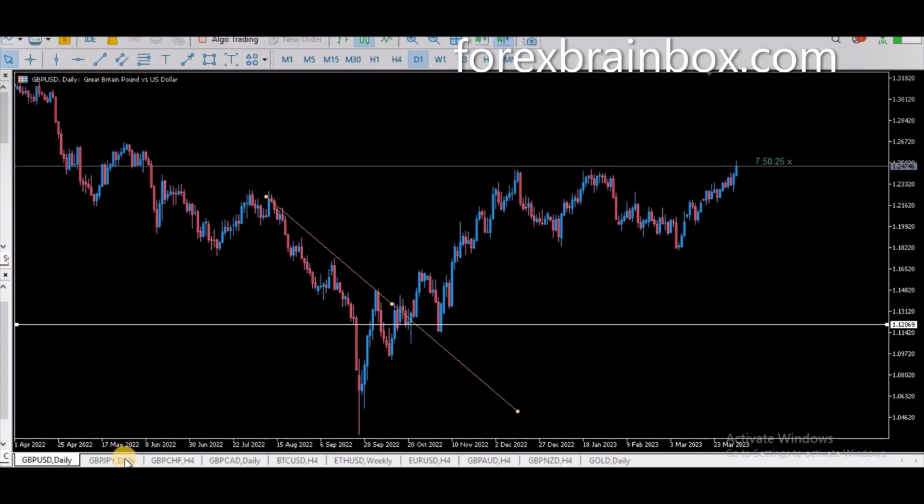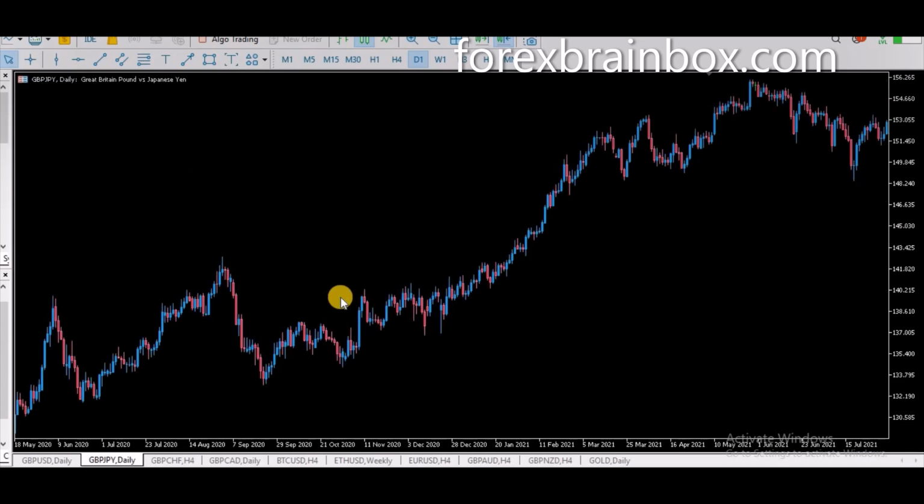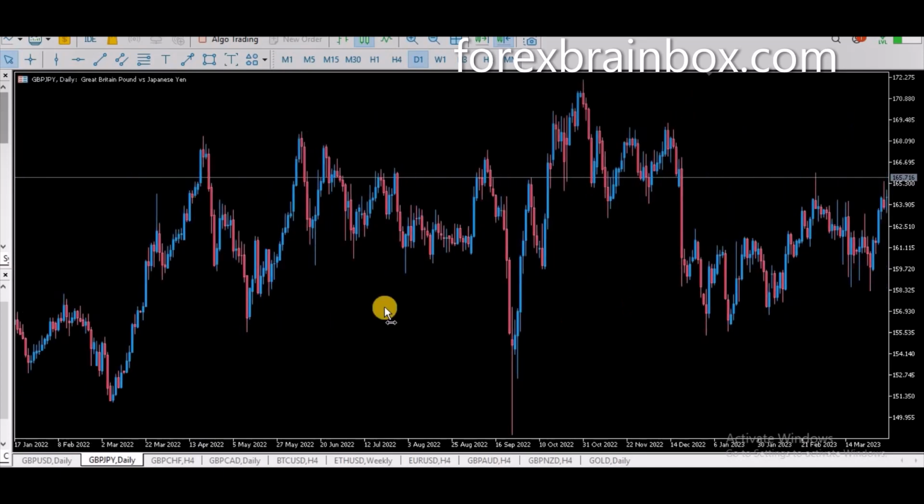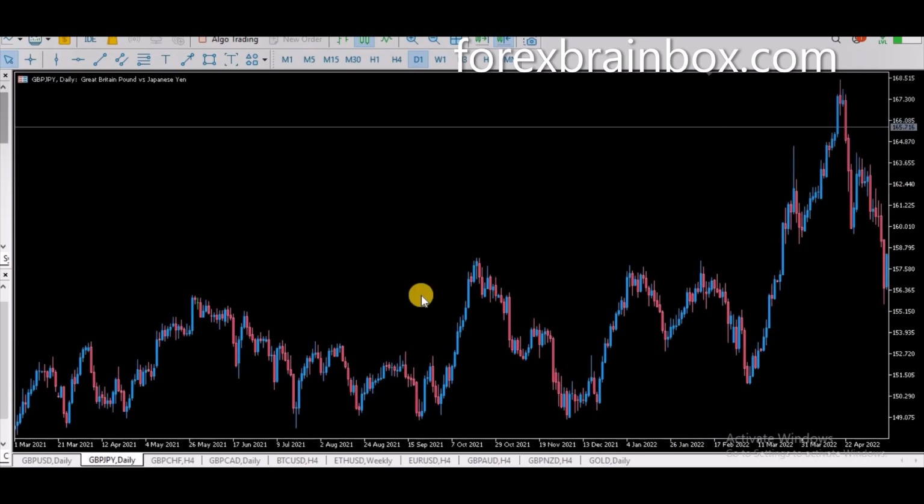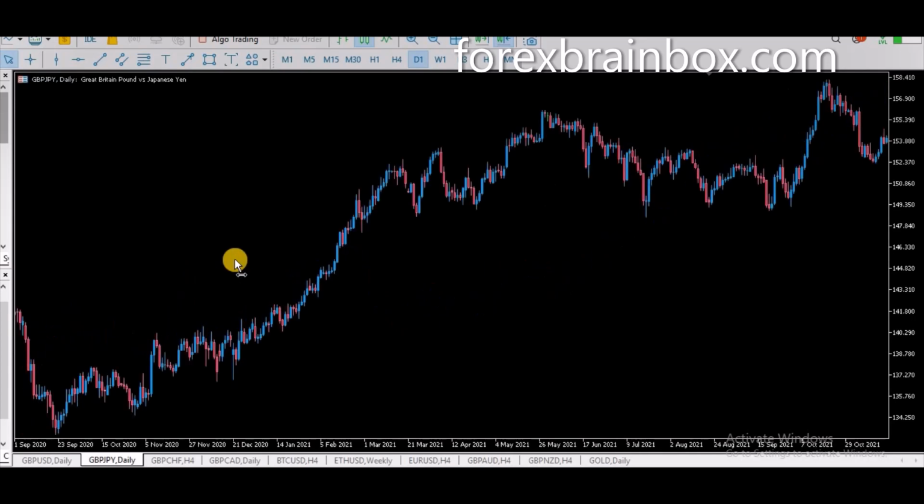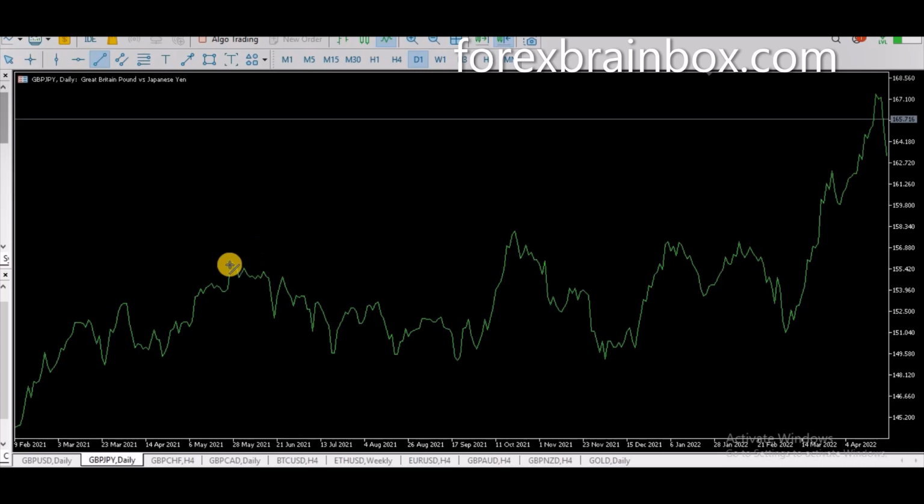So we are going to look for trend line breakouts on other pairs. Let's see if we can find one here. Okay, so guys, on our GBP JPY, we can also look out for trend line breakouts. The trend line breakout doesn't only work on the daily time frame. You can as well check lower time frames like the 4 hours. So let's look for one. I think there's one here. Yes, there's one here.